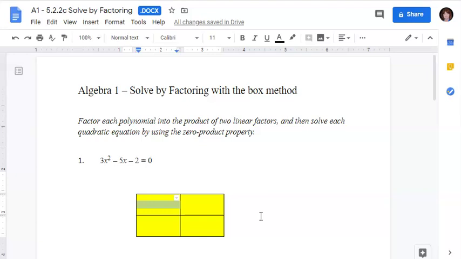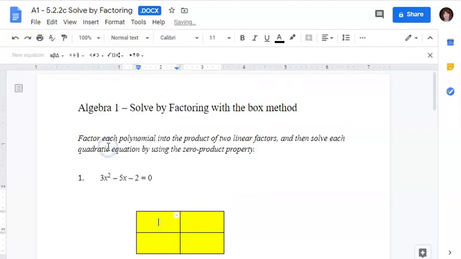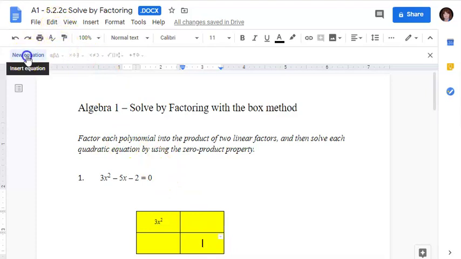So to start, notice the 3x squared term is first. So that's the first thing I'm going to type. And I'm going to insert equation to make this look a little better. So we'll do 3x squared. And then the negative 2 is the last term, and I like to put that one in as well. So I'm just going to put negative 2 here.